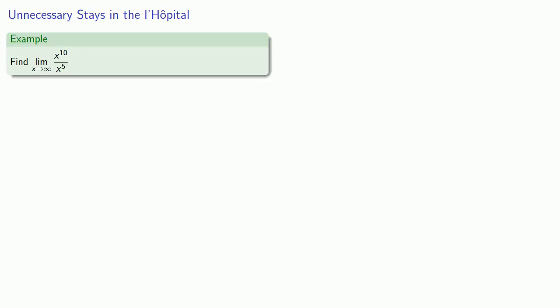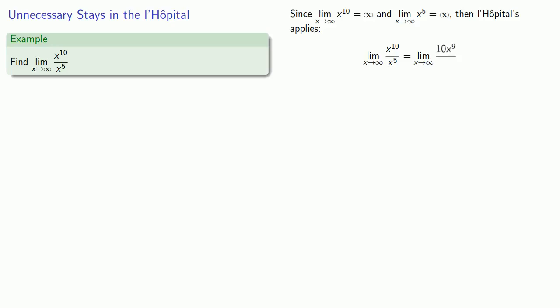Now, one thing we should be worried about is unnecessary L'Hopital visits. So, for example, suppose I want to find the limit as x goes to infinity of x to the 10th over x to the 5th. Now, since as x goes to infinity, x to the 10th goes to infinity, and x to the 5th goes to infinity, then L'Hopital's rule applies. So I can apply L'Hopital's rule and replace numerator and denominator with the derivatives of numerator and denominator. And now I have another quotient where the numerator goes to infinity and the denominator goes to infinity.